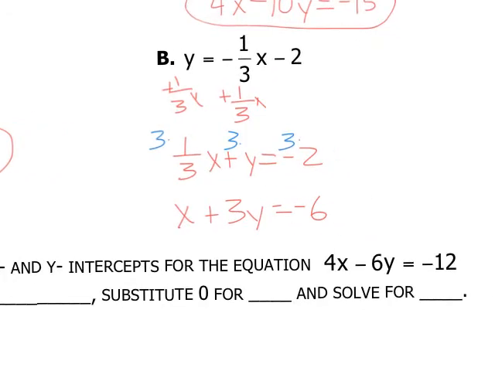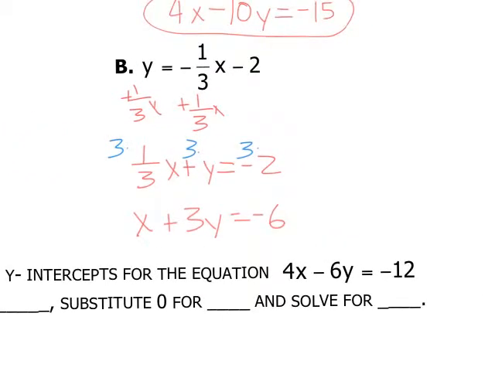Okay, B is a little more difficult. I have to add the 1/3 x over to the other side to get x and y on the same side. And then make sure and clear my fraction, so I multiply every piece by 3. I get x plus 3y equals negative 6. Any questions there? Comfort level, please, on putting something into standard form.